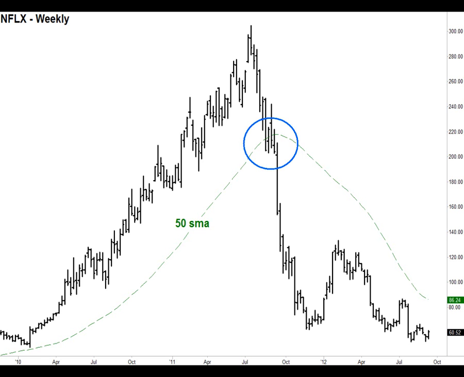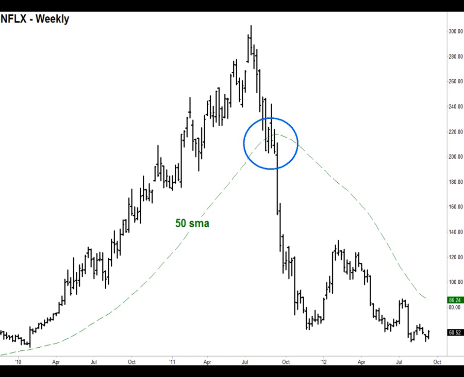So you really don't want to be in a stock, or anything for that matter, if it's underperforming its average. So that was the clue that Netflix was giving you at the end of 2011, beginning of 2012. And you could have saved all that money had you sold your stock, and in fact made a lot of money if you were an aggressive trader and gone short.